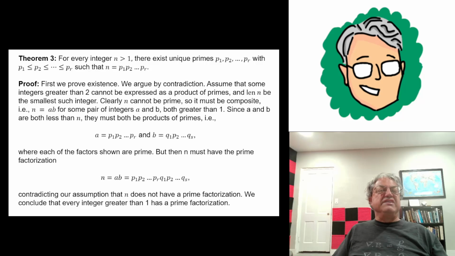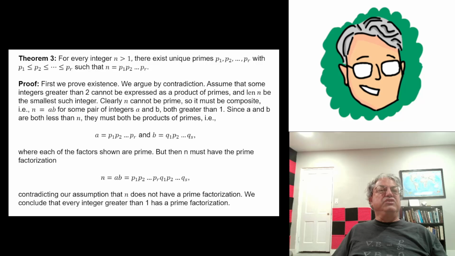But we know it's composite, because it can't be prime. If it were prime, that would be a contradiction. It would be its own prime factorization, basically. It has just one prime factor, but that's still a prime factorization. So n has to be composite because it's greater than 1 and it's not prime. So that means there have to exist integers a and b such that n equals a times b.